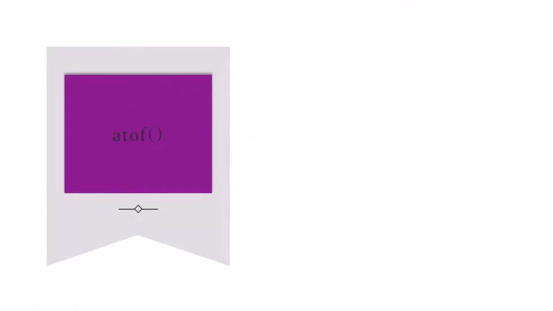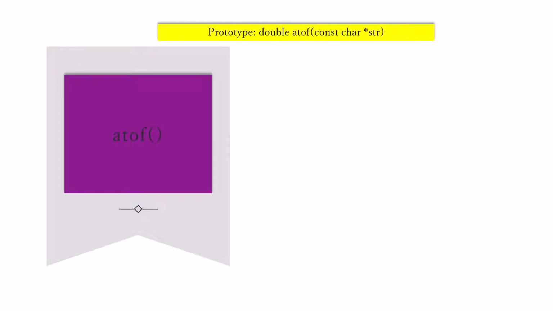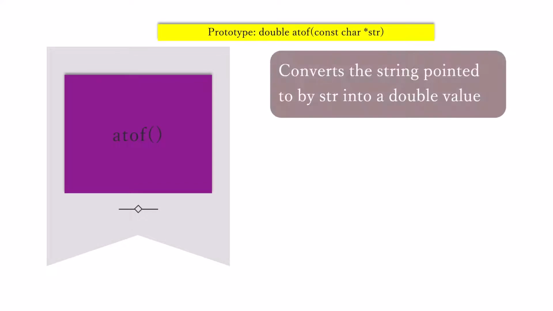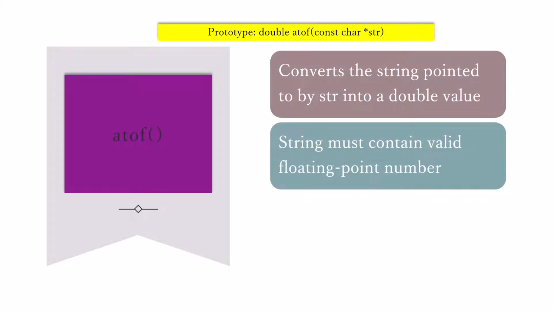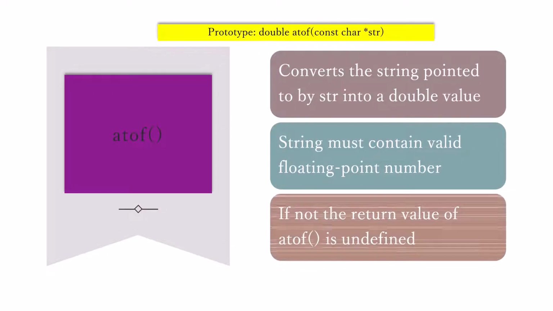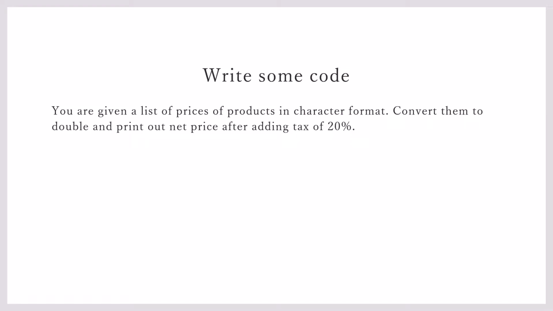atof, and this is ASCII to float. From the prototype, you can see this function returns a double and takes as argument a string. Converts a string pointed to by str into a double value. The string must contain valid floating point numbers. If not, the return value of atof is undefined. So you are given a list of prices of products in character format, convert them to double and print out the net price after adding a tax of 20%.